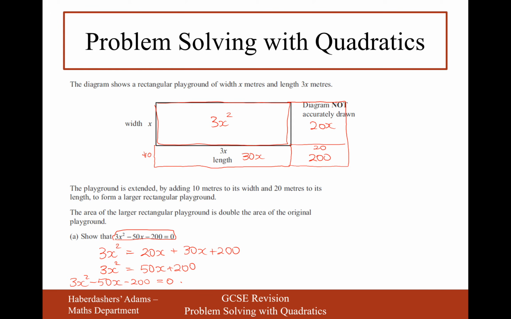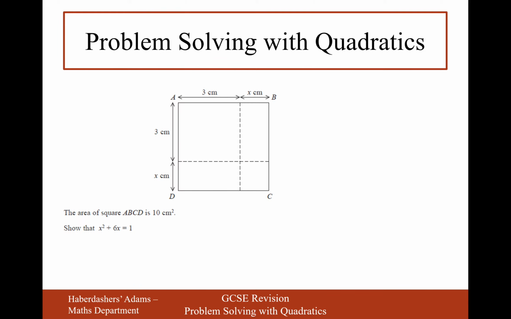And there we are, that's the answer to this question. We've shown that 3x squared minus 50x minus 200 is equal to 0. And how we've done that is we've shown that the original area gets doubled to the bigger rectangle area, so therefore this original area must be equivalent to this extra area if it's now doubled. Okay. Alright, so let's move on to the next question. Pause the video and have a go at this one.